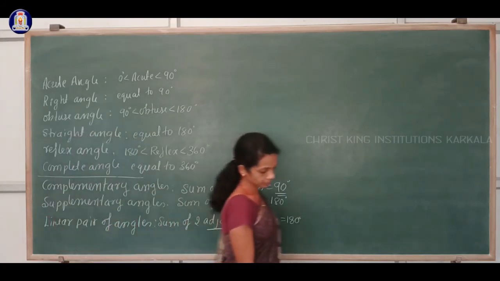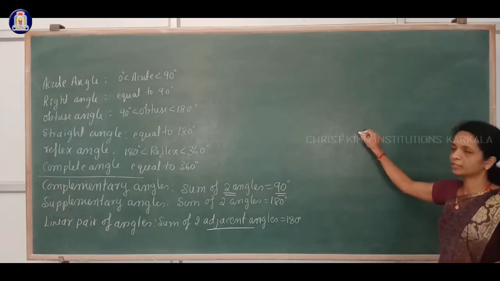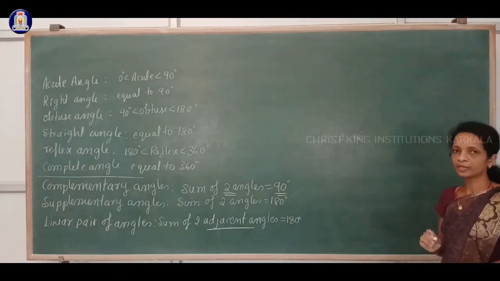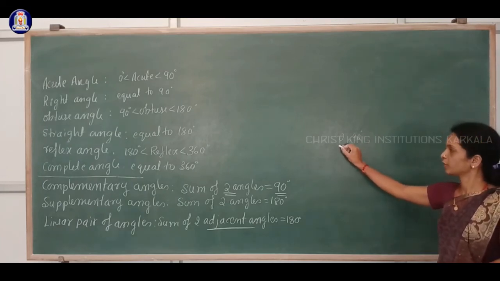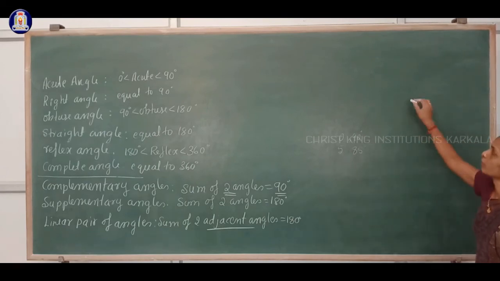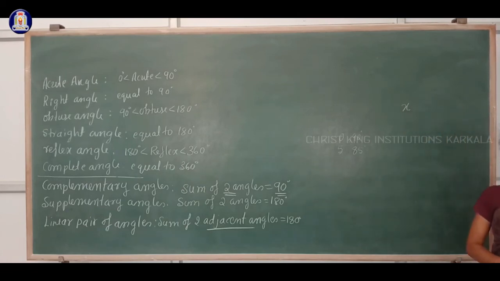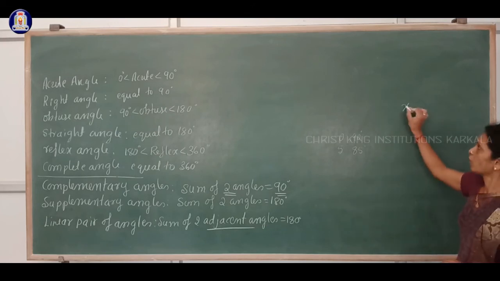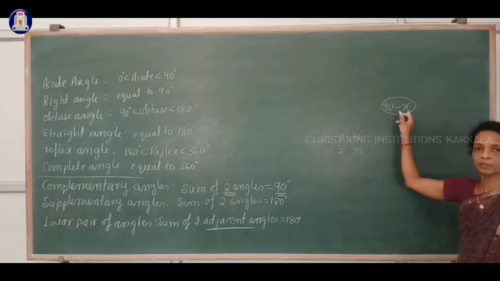For example, if you take 0 and 90 degrees, these two are complementary angles. The sum of that is what? 90 degrees. If you take 5, then which is the complementary pair for that? That is 85. Suppose you are given a general angle x, then how do you write its complementary pair? You just have to subtract that angle from 90. So 90 minus x is the complementary pair of angle x.